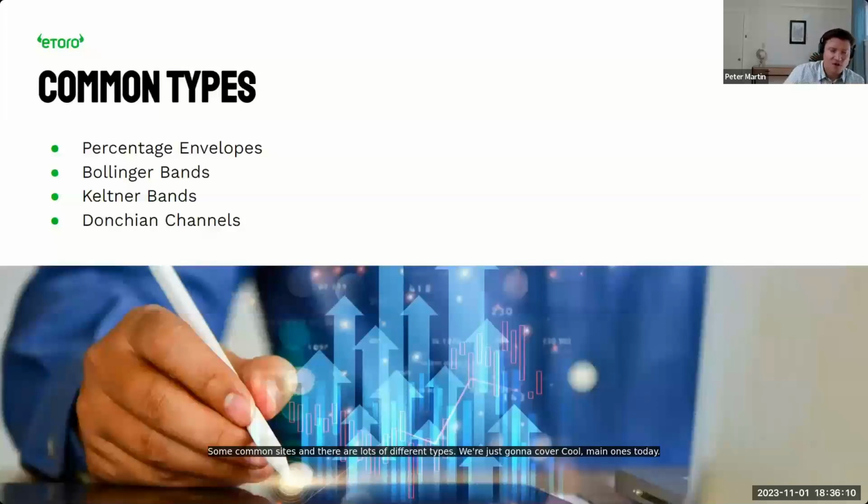Some common types, and there are lots of different types. We're just going to cover 4 main ones today. Percentage envelopes is the first one we're going to look at, and it's probably the simplest of the 4. Bollinger Bands, a pretty well-known type of volatility band. Keltner Bands, also another volatility band. And then Donchian Channels, which is actually a bit simpler than Bollinger Bands and Keltner Bands. It goes about its way in a slightly different way, but yields similar-ish results.